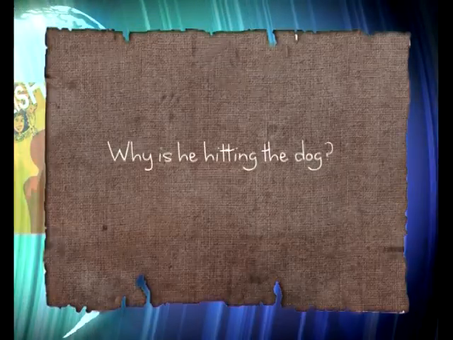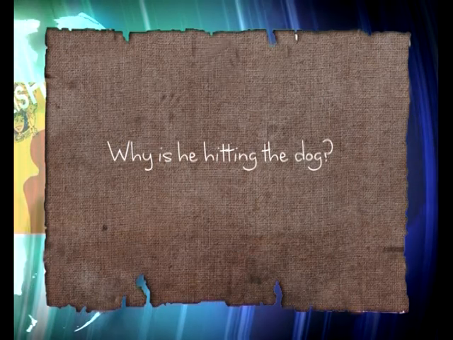And we also use the present continuous tense for repeated action, something that takes place again and again at the moment of speaking. For example, why is he hitting the dog? Can you imagine somebody hitting the dog? You can simply make a picture of an action going on when a person is hitting a dog. He's hitting the dog again and again. So for this, we use this tense.